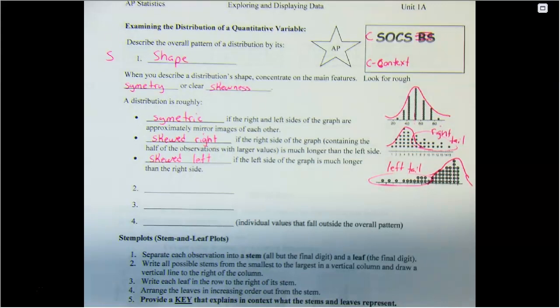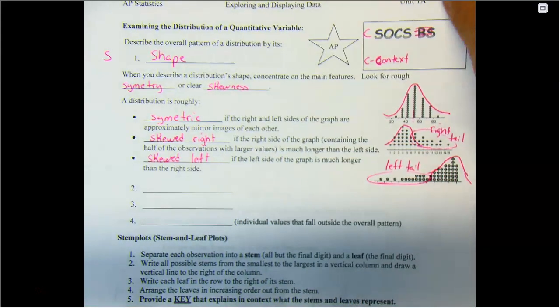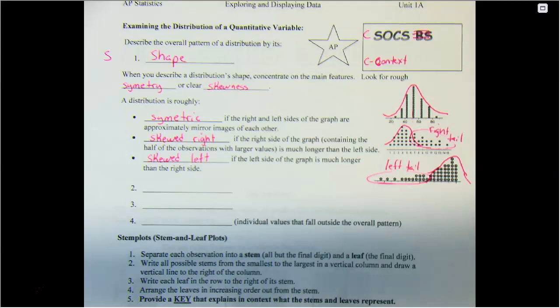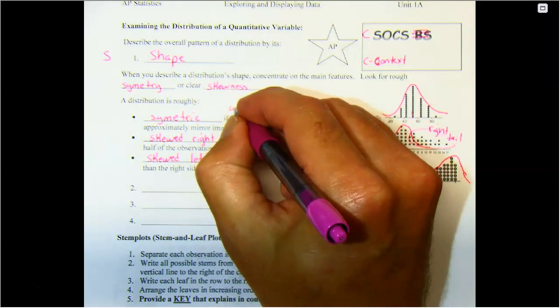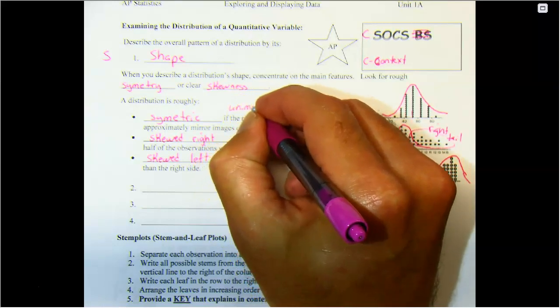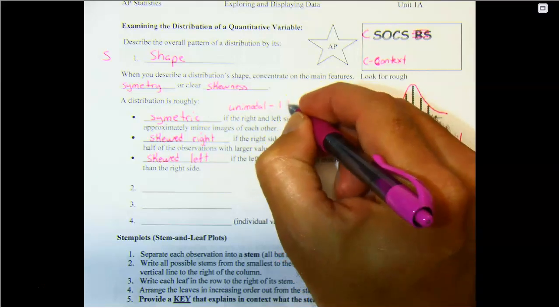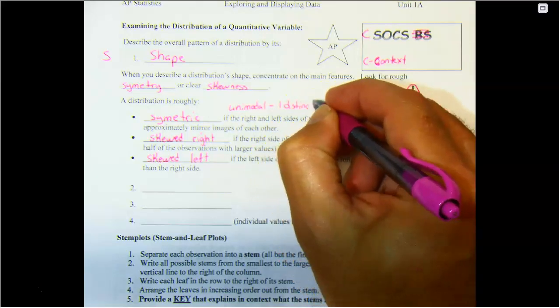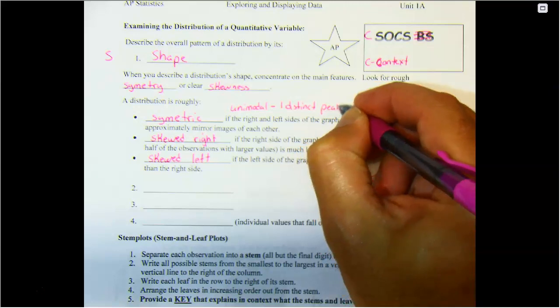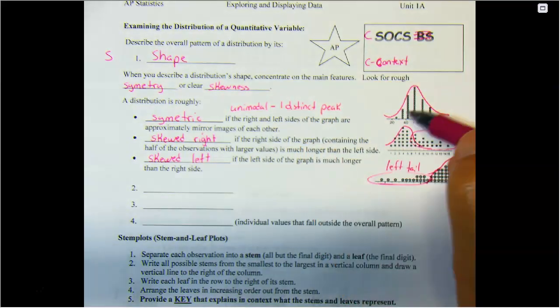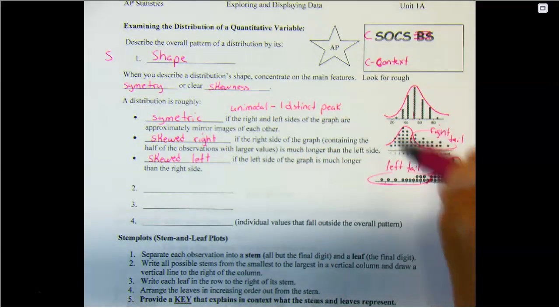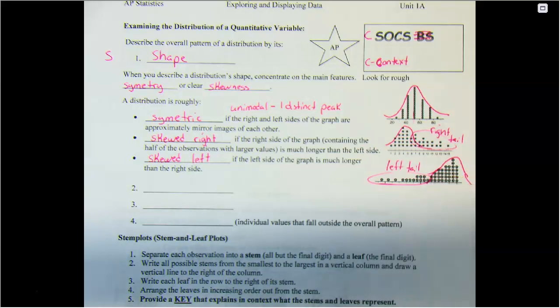Okay. All right, that's all the words that we use to talk about shape. Actually, there's a couple other words that we use in describing shape. One of those words is unimodal. Unimodal means one distinct peak. So all three of these are going to be unimodal. They have one distinct peak.